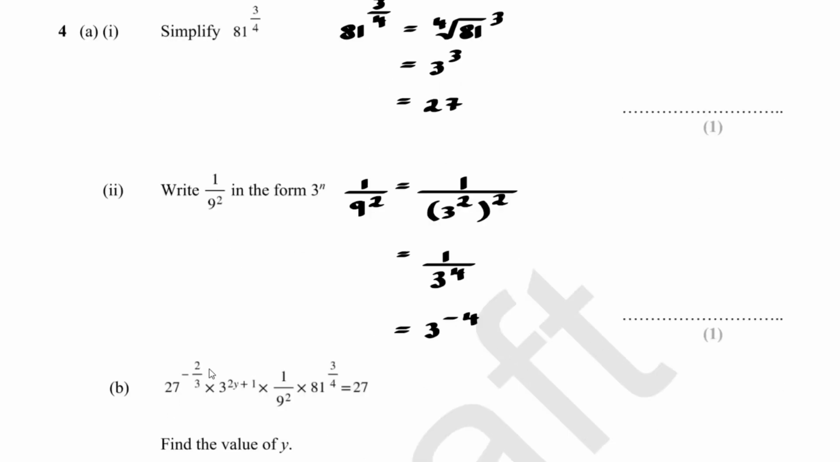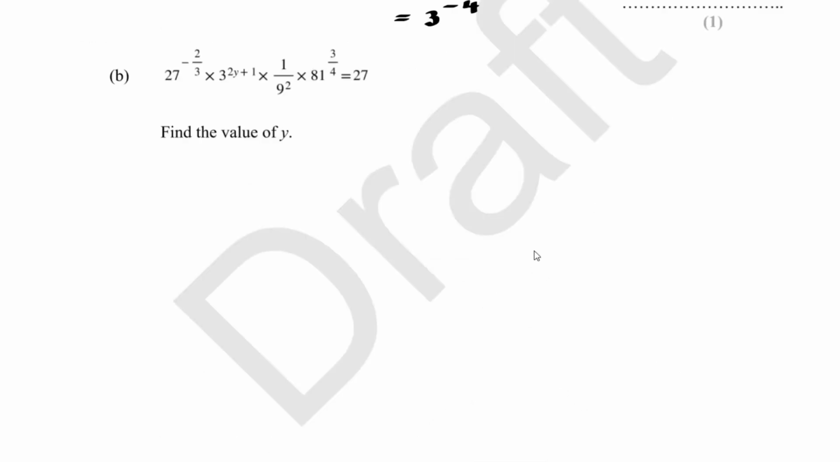Part B, we have 27 to the negative 2/3 multiplied by 3 to the 2y plus 1 multiplied by 1 over 9 squared multiplied by 81 to the 3 over 4, which is equal to 27. We have to find the value of y, and clearly what we can do is use our answer to part A to help us find the value of y. And also, to do this question, we can write each of the terms as 3 to the n.